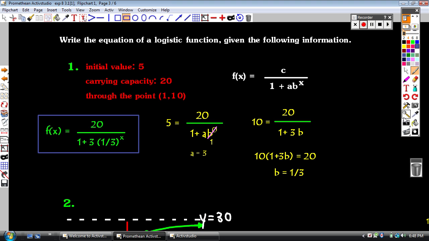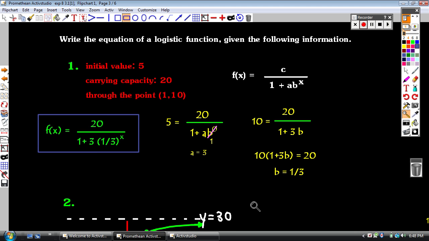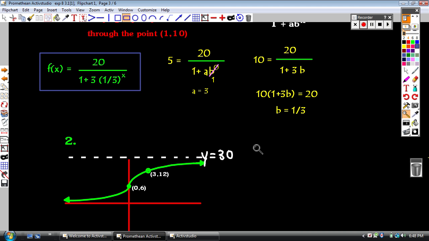In the homework, you will also have to be able to do the same concept given a graph. However, you follow the same steps. Here the carrying capacity is 30. Our initial value is 6, so I plug in 0, 6 first, solve for a and b. Then I would plug in 3, 12 to solve for b, and then I would put all the information back together again to find the equation.